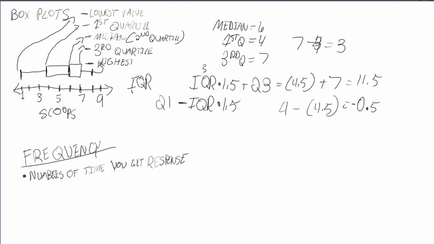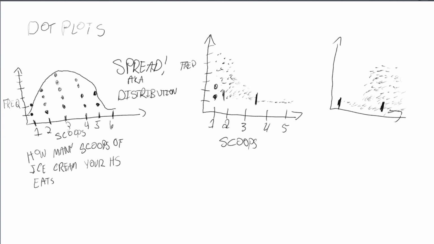So if we can bring back our dot plot, actually, we can talk about scoops of ice cream again. And with frequency, like I said, it's the number of times given a response.